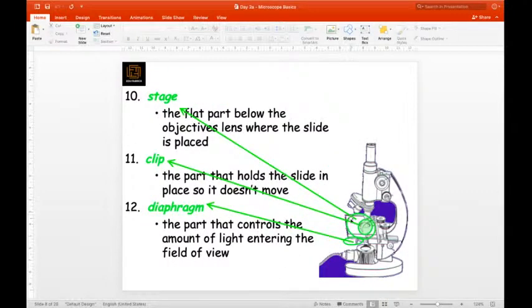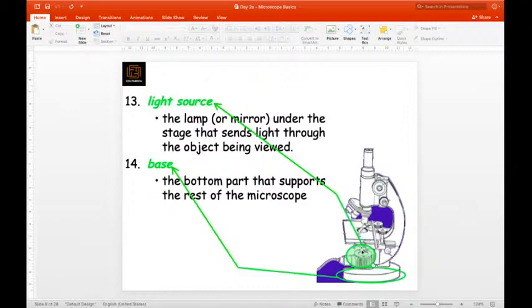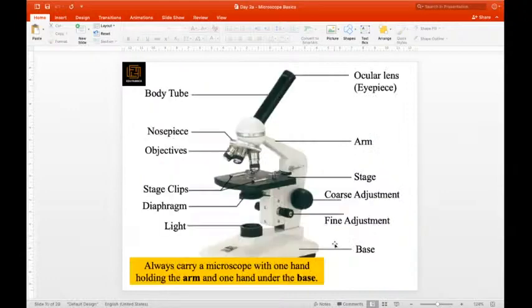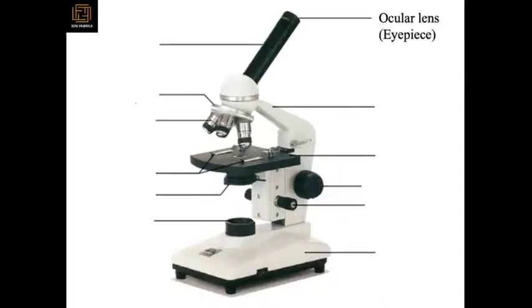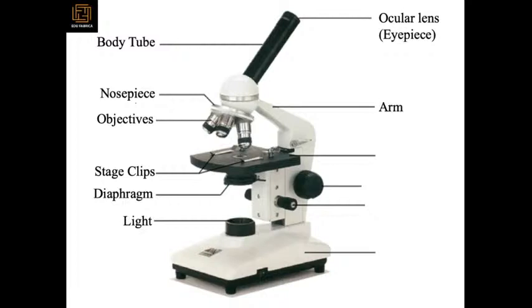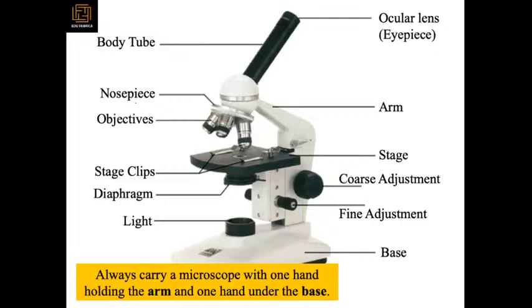You have a stage at the bottom, with clips to hold your slide, and there's a diaphragm at the bottom, which allows the light to enter the field of view. Then there's a light source at the bottom, at the base, which supports the microscope. So together it makes your microscope: ocular lens, body tube, nose piece, objective, stage clips, diaphragm, light, arm, stage, coarse adjustments, fine adjustments, and base.